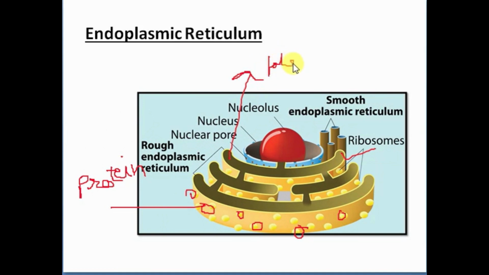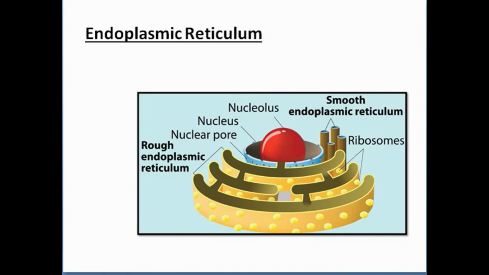So in smooth endoplasmic reticulum, because ribosomes are not present, it makes fats and lipids. And in rough endoplasmic reticulum, ribosomes are present, so it will make protein. So this was about the endoplasmic reticulum.